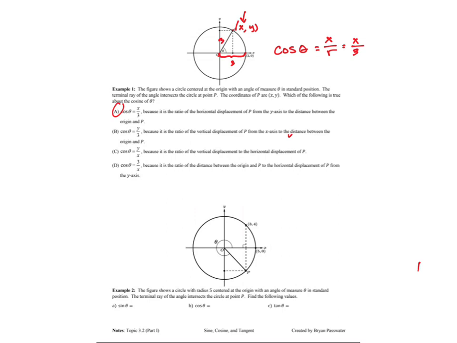Good. So this would be secant theta. It would be the 3 over x. It would be the reciprocal. Man, you're thinking. Good job. All right, example 2 then.